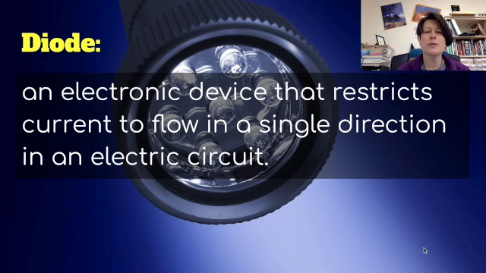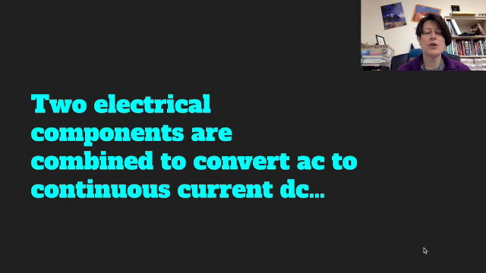After it goes to the transformer, there are diodes. And you might be familiar with the term diode because we use light emitting diodes in flashlights. Now, this is not the type of diode, but I did put it in the background so that it would be like, oh yeah, diode. A diode is an electronic device that restricts current to flow in a single direction in an electric circuit. So remember, AC is going back and forth. The diode only makes it go in one direction.